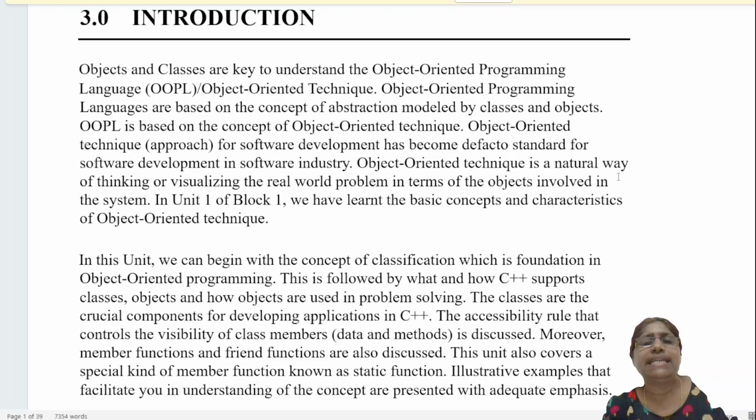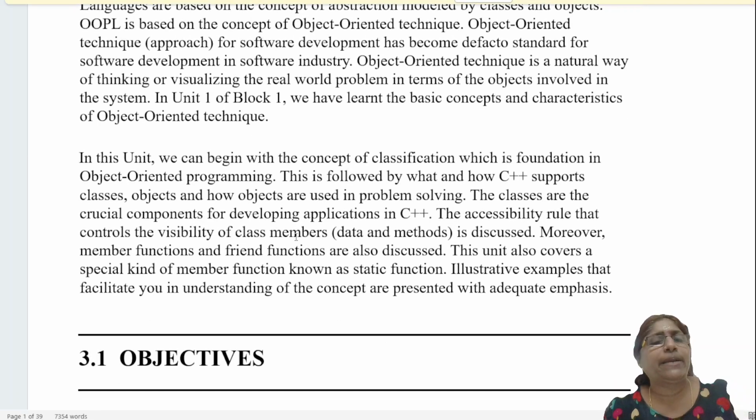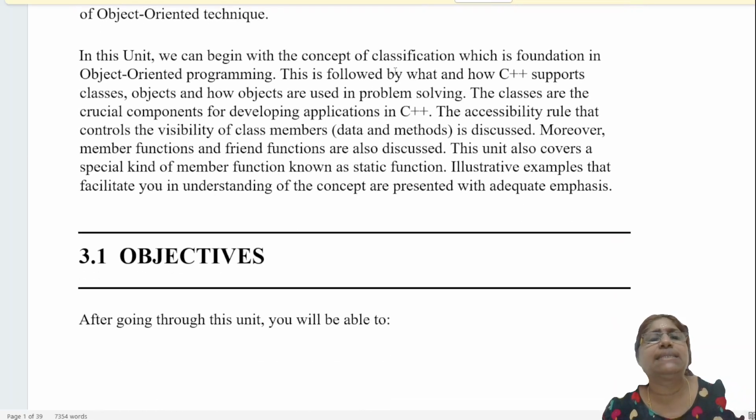The object-oriented technique is a natural way of thinking or visualizing a real-world problem in terms of the objects involved in the system. In Unit 1 of Block 1, we learned the basic concepts and characteristics of the object-oriented technique. In this unit, we begin with the concept of classification, which is the foundation of object-oriented programming. This is followed by what and how C++ supports classes and objects, and how objects are used in problem solving.